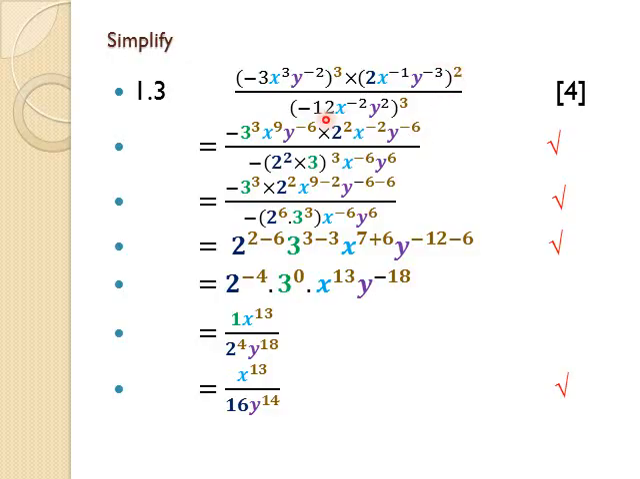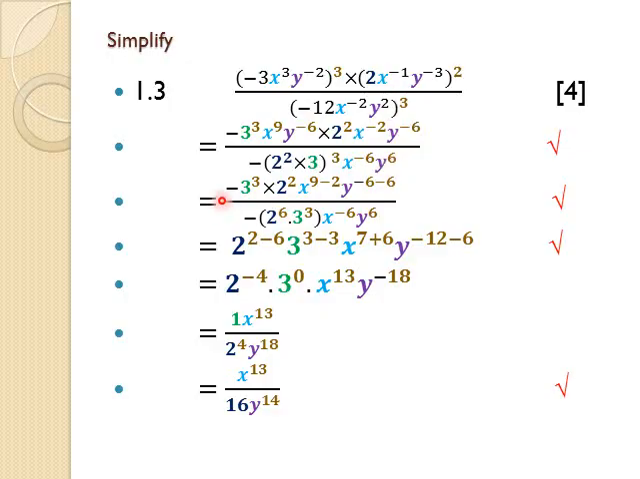The bottom here, I'm going to change negative 12. Again, it's raised to the power 3, so the negative would stay negative. 12 can be expressed as 4 times 3, or simply put 2 squared times 3 to the power 3. There, multiply those out, so negative 2 times 3 gives me negative 6. 2 times 3 gives me 6.